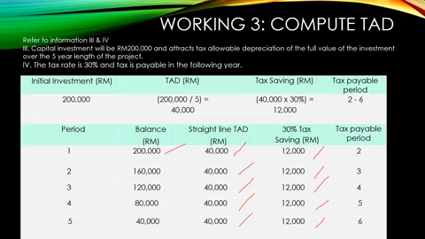As for tax payable period, the assumption is tax is payable in the following year. Therefore, for period 1, the tax payable period will be period 2, 3, 4, 5, 6. As for the balance, for year 2, it will be 160,000 ringgit, year 3, 120,000 ringgit, year 4, 80,000 ringgit, and year 5 will be 40,000 ringgit. So you can choose whether you want to use the first working or the second working. But I would advise you guys to do the first working.